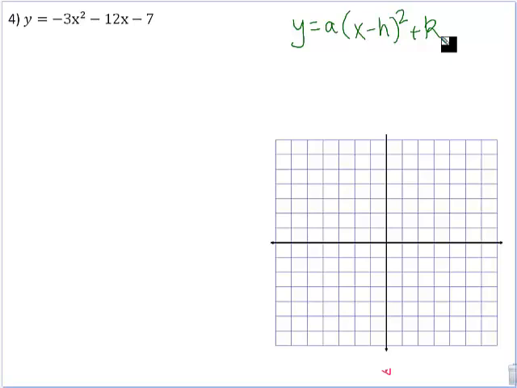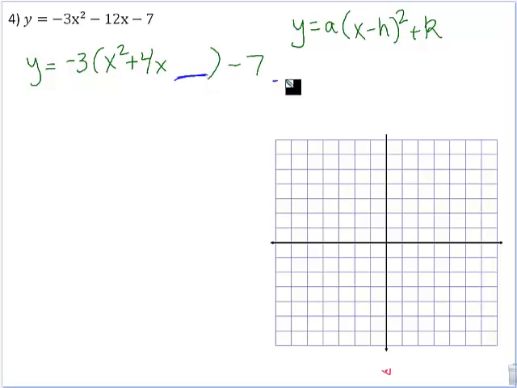Complete the square. So to complete the square, I have to take the negative 3 out of my x's. So y equals negative 3. Okay, so when I take the negative 3 out, what will I have? X squared, yep. Good, plus 4x, blank, and then minus 7 can hang out at the end.